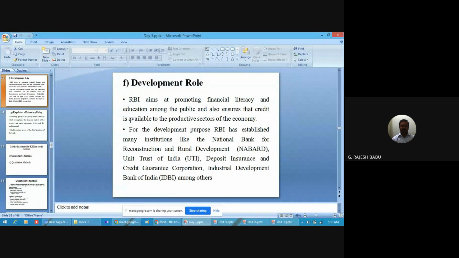For development purposes, the Reserve Bank of India has established many institutions like the National Bank for Agriculture and Rural Development (NABARD), the Unit Trust of India, Deposit Insurance and Credit Guarantee, and Industrial Development banks. That was the development role. Next one, regulator of monetary policy.